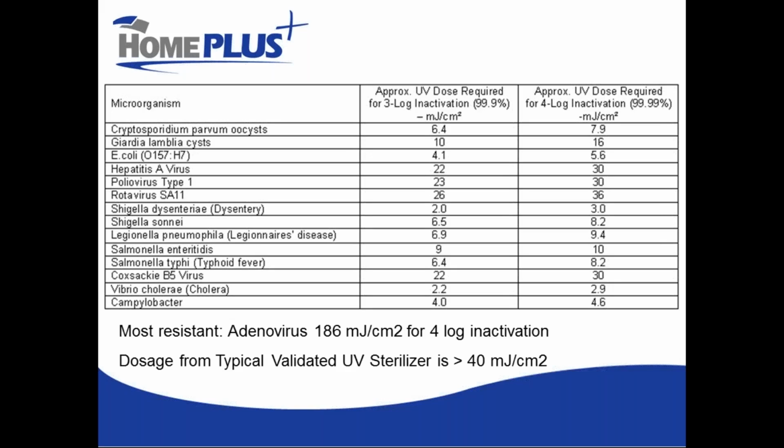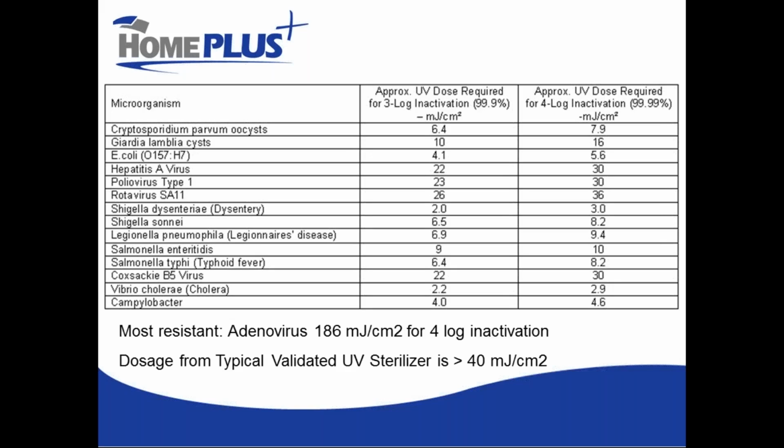So if the dosage was ever to drop below that level of 40 millijoules per centimeter squared, the system would be required to go into an alarm state. Now you can see down at the bottom, I also have listed most resistant adenovirus, which happens to have an inactivation dose for 4 log inactivation of 186 millijoules.